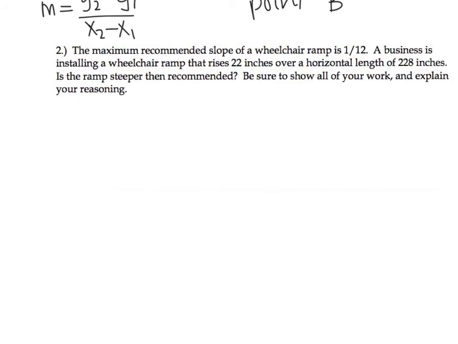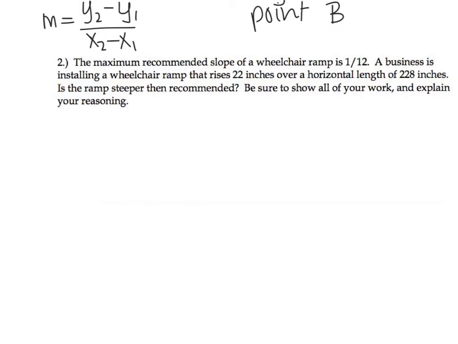So our last example, we have the maximum recommended slope of a wheelchair ramp is 1 over 12. A business is installing a wheelchair ramp that rises 22 inches over a horizontal length of 228 inches. Is the ramp steeper than recommended? Be sure to show all of your work and explain your reasoning. So we have a rise of 22 inches over, so this is our rise, over a run of 228 inches.